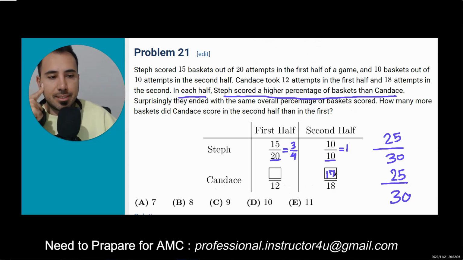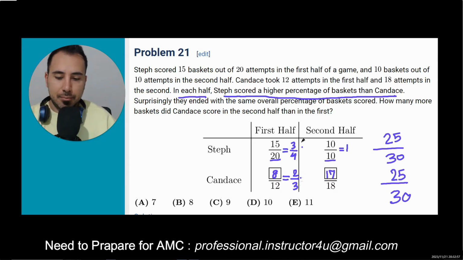17. If this is 17, we know the overall is 25, so 25 minus 17 is 8. And that's all about it. If you simplify this one, you divide both of them by 2. This is 2/3, so it will be around 66%. This is 75%. And this one definitely works.